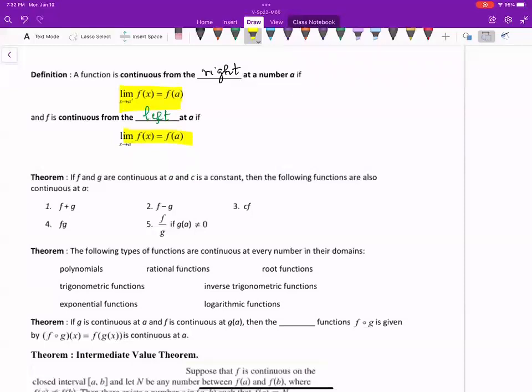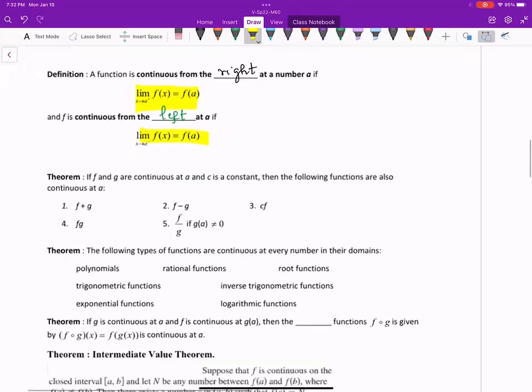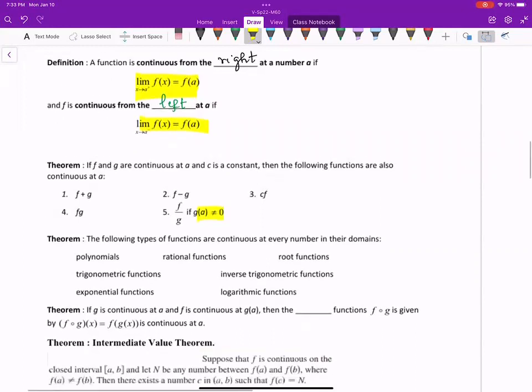If f and g are continuous at a and c is a constant, then the following functions are also continuous at a. So if f and g are continuous at a, then the sum of the two functions will be continuous. F plus g is continuous. F minus g is continuous at a. C times f is continuous at a. F times g is continuous at a. F over g is continuous at a, provided the denominator at a is not equal to 0.